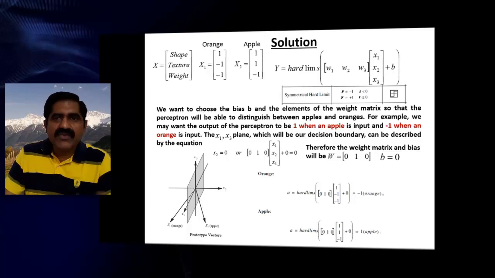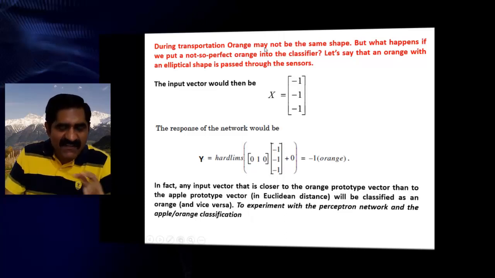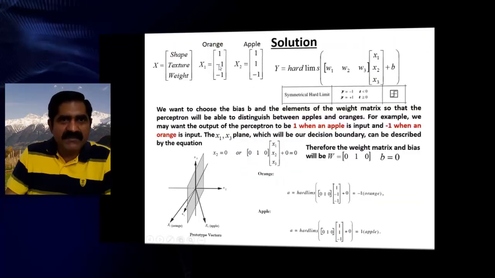So now we are going to the test phase. Suppose during transportation, the orange shape is changed. Why? Because it is flexible. Orange can take different shapes also. Whereas apple is hard in nature, so you cannot change its shape. So the actual original property of orange is 1, -1 and -1. But due to transport, the round shape is modified into a different shape.